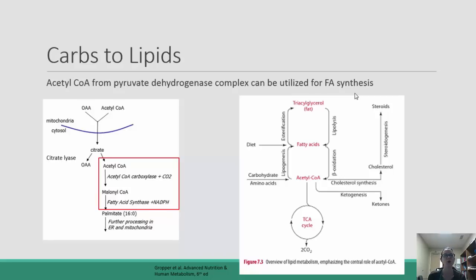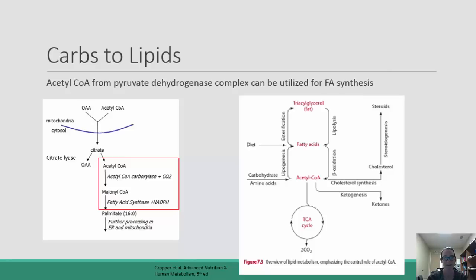We've talked about this, so we know that carb can be converted to glycerol, but we also know that the acetyl-CoA from pyruvate dehydrogenase complex can be utilized for fatty acid synthesis. So when we have our pyruvate and it gets broken up into acetyl-CoA and into oxaloacetate, this acetyl-CoA can be used for the synthesis of fatty acids.